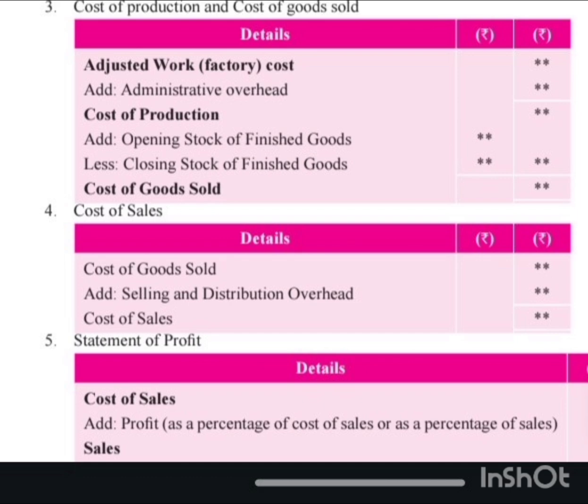In cost accounting, the opening stock of finished goods is added. Why? Because it represents products made earlier but sold now. The closing stock is subtracted because these products haven't been sold yet, they are future revenue. So cost accounting isn't just about numbers, it's about timing, strategy and understanding how every rupee spent contributes to the final product.